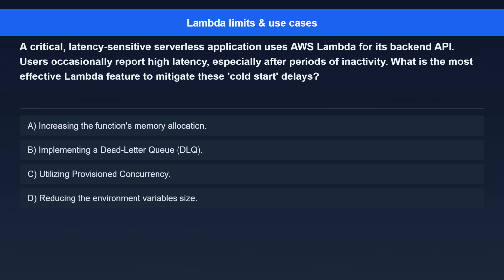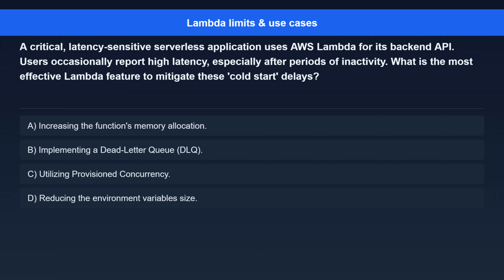Question 9. A critical, latency-sensitive serverless application uses AWS Lambda for its backend API. Users occasionally report high latency, especially after periods of inactivity. What is the most effective Lambda feature to mitigate these cold start delays?